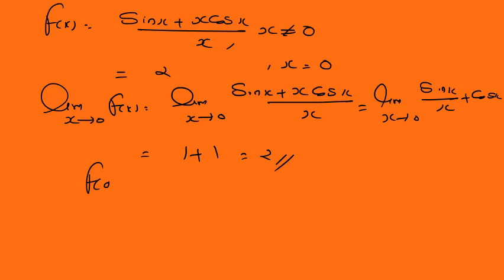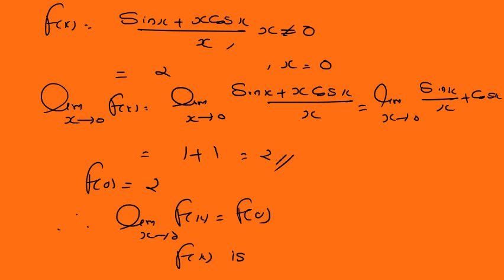F of 0 is what? 2. Therefore, what can you say? Limit x tends to 0 f of x is equal to f of 0. Therefore, f of x is continuous at x is equal to 0.